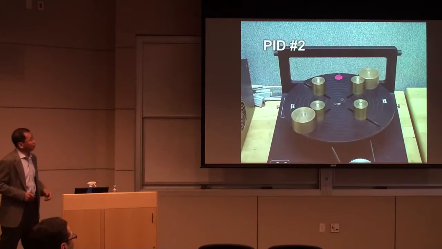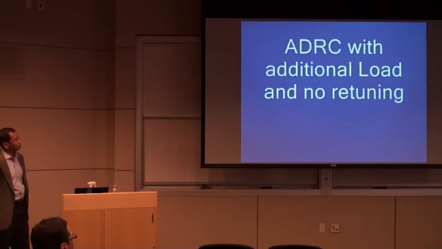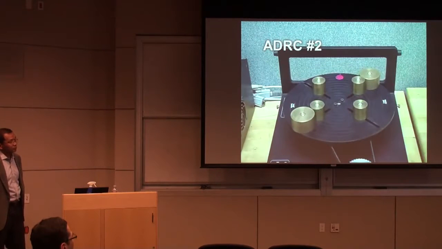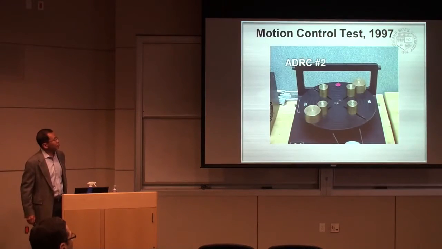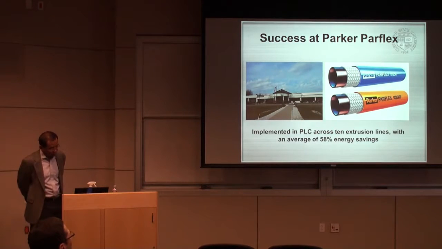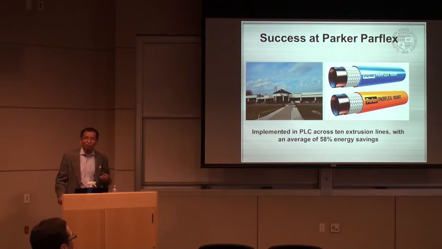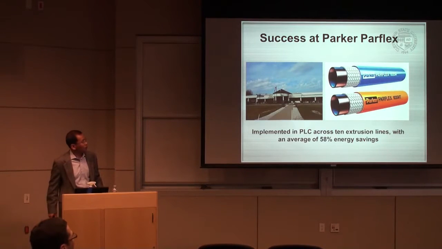And that's the PID with the additional weight, and the same condition for ADRC. And this was done in 1997. It took us quite a few years to simplify it so that it can be easily implemented in an industrial plant. And this was done in 2010 at the Parker Hannifin plant. It's an extrusion plant, and it had an immediate impact of 58% on average energy saving. And that number is something that people have a hard time believing.